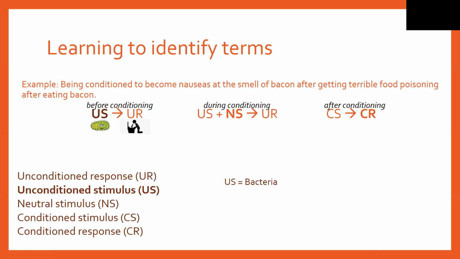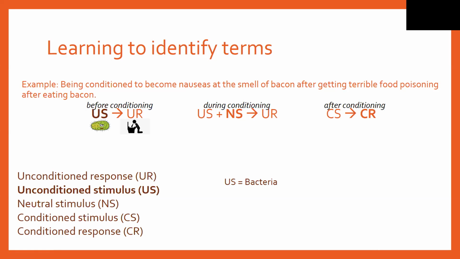It was the food poisoning or the bacteria that caused the food poisoning, right? And so eating the bacteria automatically caused me to throw up. I didn't have to learn that. I wasn't trained for that to happen. That was just a natural reflex that my body made. So the unconditioned stimulus here would be the bacteria, and the unconditioned response is the nausea or throwing up. So that's the first one.